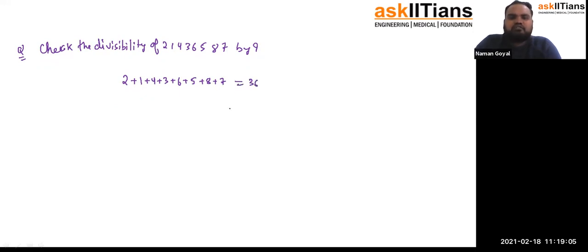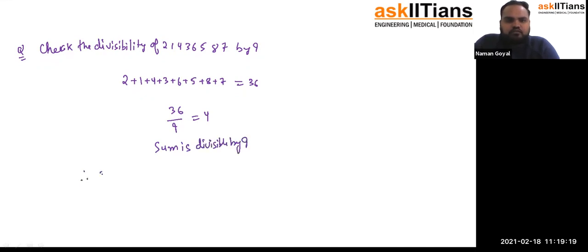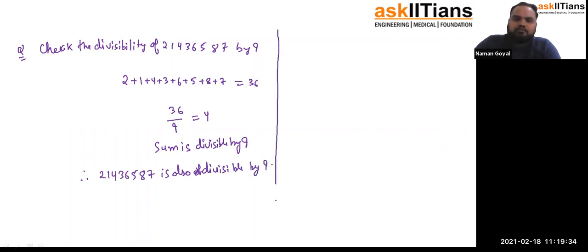Now you got 36. Now if you divide 36 by 9, how much do you get? 4. So we can say that the sum is divisible by 9. Therefore 21436587 is also divisible by 9. Are you getting my point? So we can do these questions like that.